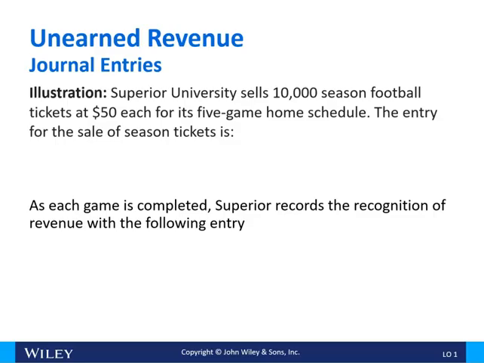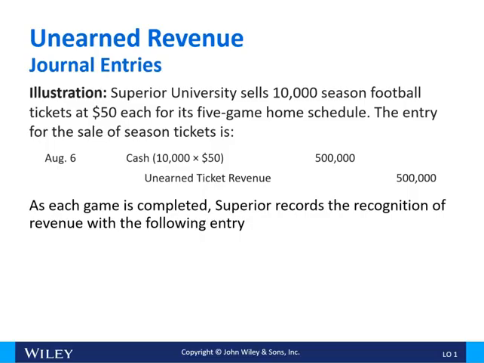So let's look at some journal entries. Superior University sells 10,000 season football tickets at $50 each for its 5-game home schedule. What is the entry for the sale of the season tickets? It's cash of $500,000. It's 10,000 season football tickets at $50 each. So that's where the 500,000 comes from. And we're going to credit the liability unearned ticket revenue for the $500,000.